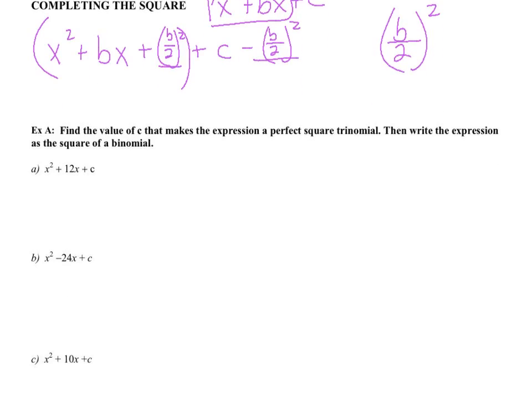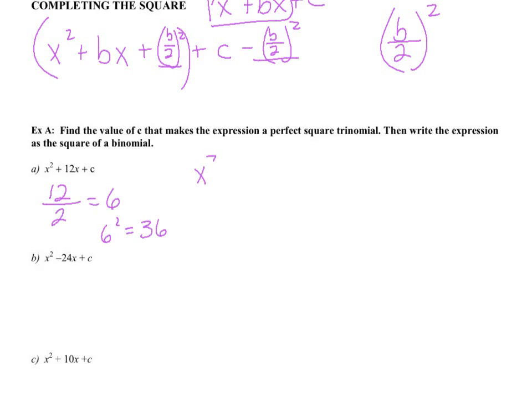So I've given some examples down here for you guys to do, just to practice finding that c value, not even worrying about subtracting it on the outside, but just what c would be to factor it. So for the first one, we're going to take 12 and divide it in half, because 12 is our b value. So 12 divided by 2 is 6, and I'm going to square it, and that gives me 36.